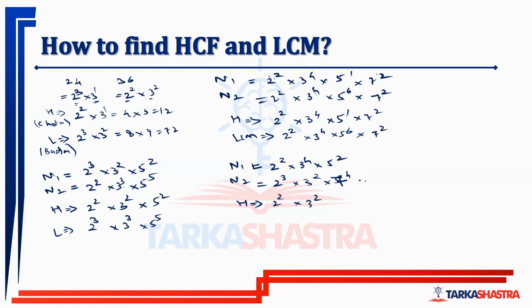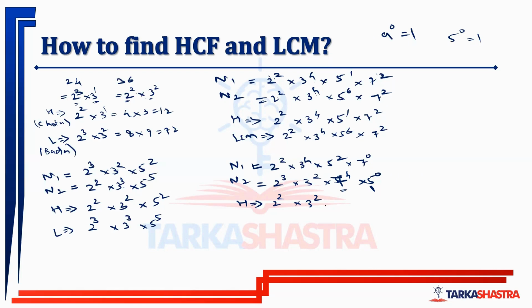Now here we have 5 raised to 2. I can write 5 raised to 0 because anything raised to 0 is 1. So 5 raised to 0 is also 1. And I can multiply any value by 1. I get the same value. Similarly, here I have 7 raised to 4 and I don't have anything here. So I can write it like this, 7 raised to 0.